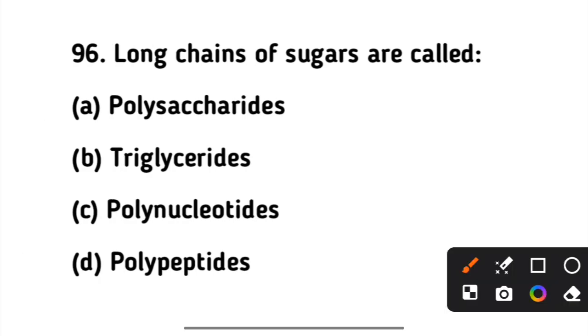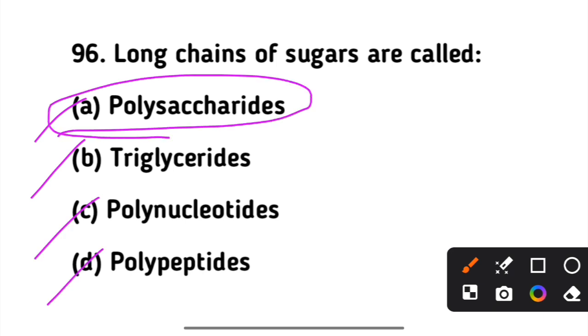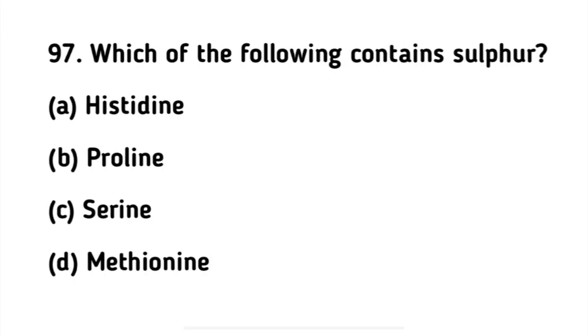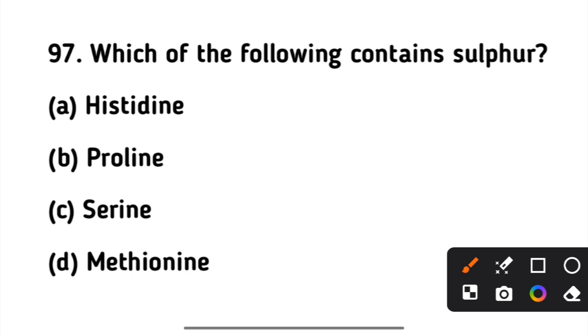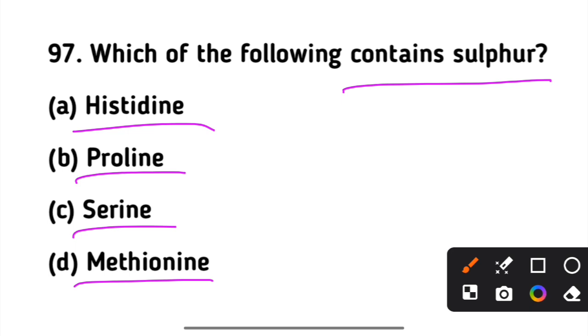Next, long chains of sugar are called: polysaccharide, triglyceride, polynucleotides, polypeptides. Option A is correct, polysaccharide. Next, which of the following contains sulfur? Histidine, proline, serine, methionine. Option D is correct, methionine.